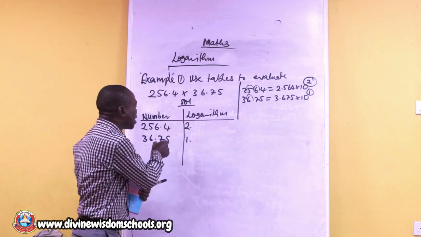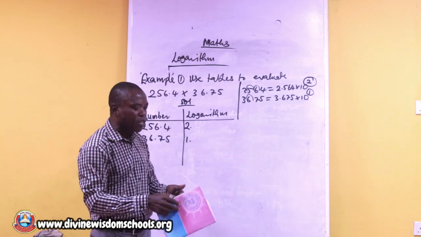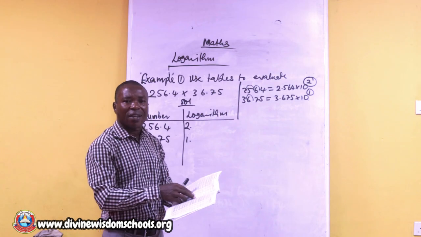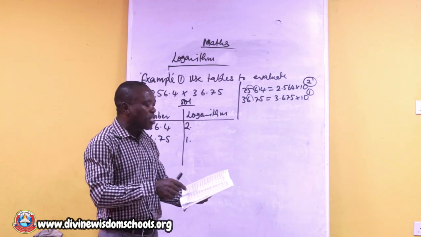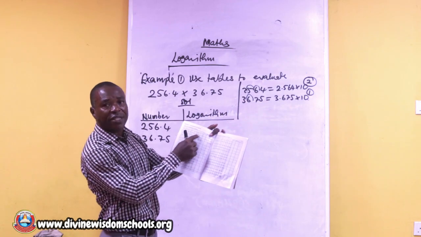The one we are looking at now is the common logarithm. So I'm saying this so that you will not go and be looking for it under the natural logarithm. That will give you the wrong answer. So you turn to logarithm of numbers as it is on my own. Logarithm of numbers, as you can see.